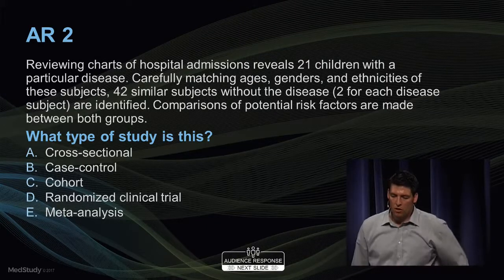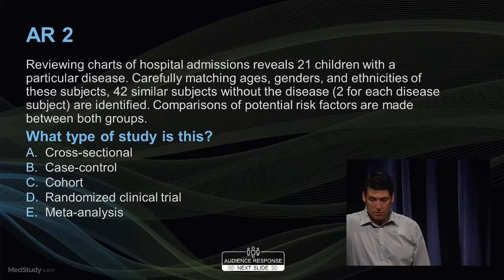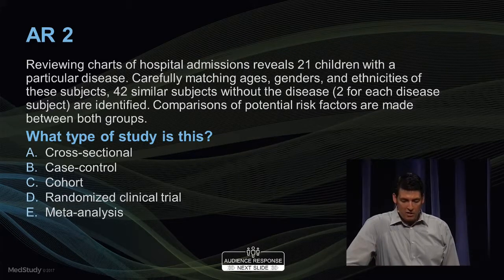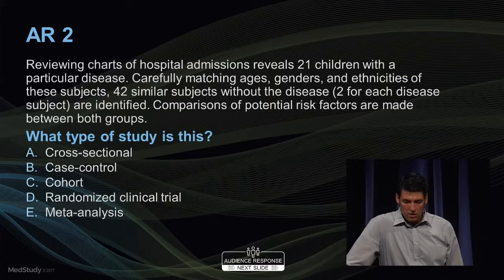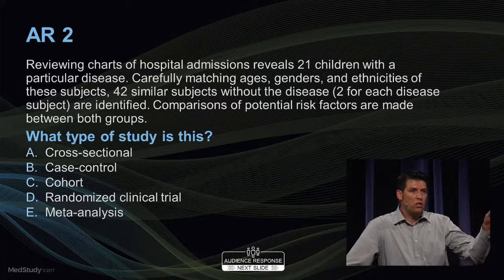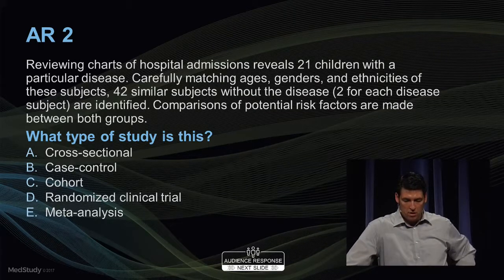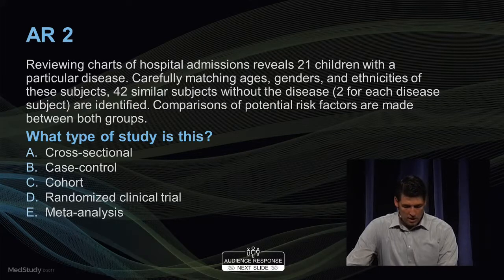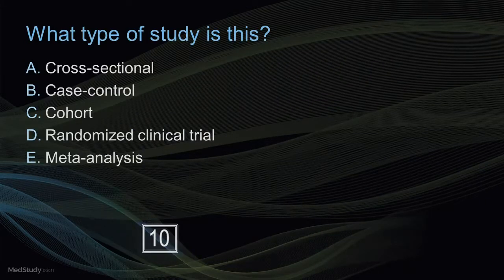Okay, so reviewing charts of hospital admissions reveals 21 children with a particular disease. Carefully matching ages, genders, and ethnicities of these subjects, 42 similar subjects without the disease, so we picked out 2 for each person that had the disease, are identified. Comparisons of potential risk factors are made between both groups. What type of study design is this? Cross-sectional, case control, cohort, randomized clinical trial, or is this a meta-analysis?